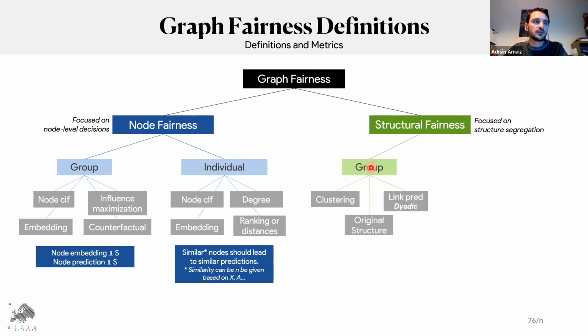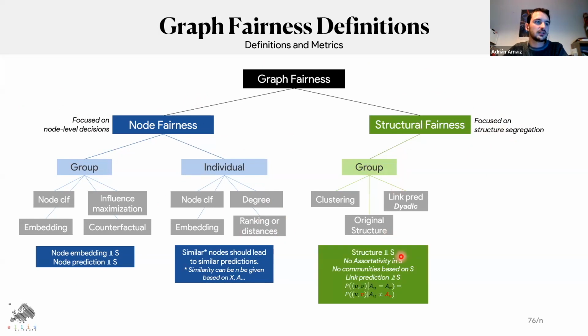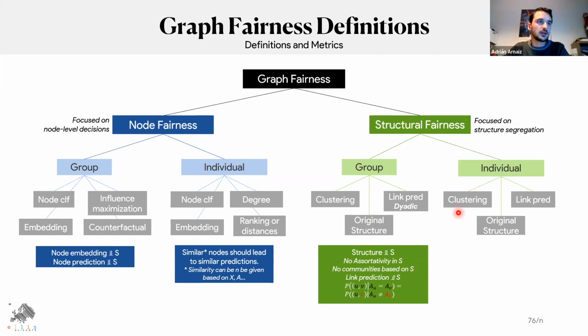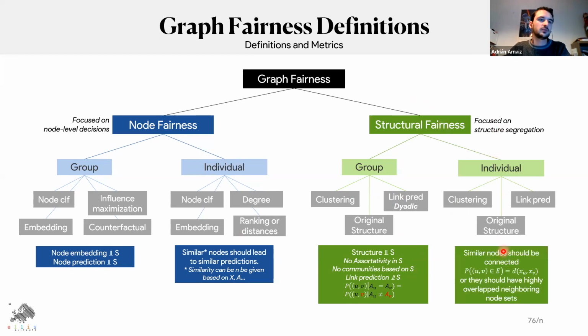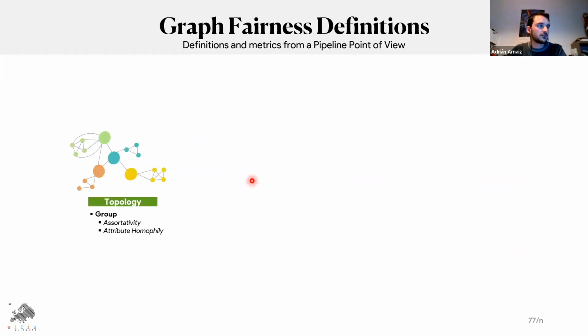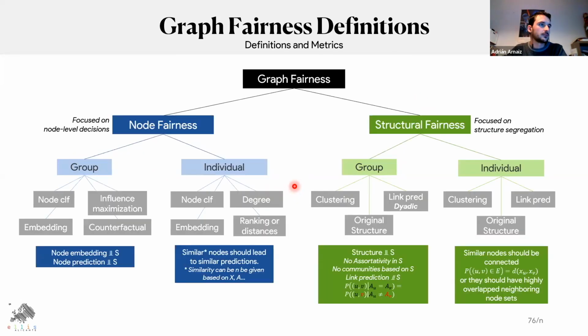Then for structural fairness, we have group structural fairness, which is basically that the structure is independent of the sensitive attributes, that people don't build relationships according to the sensitive attributes. And then we have individual structural fairness, which means that similar nodes should be connected. I mean, if we are similar, we should connect. That's it. But I want to see this from a pipeline point of view, okay?